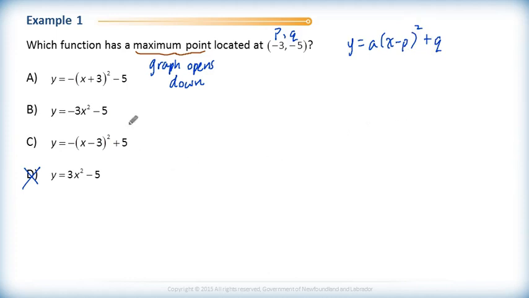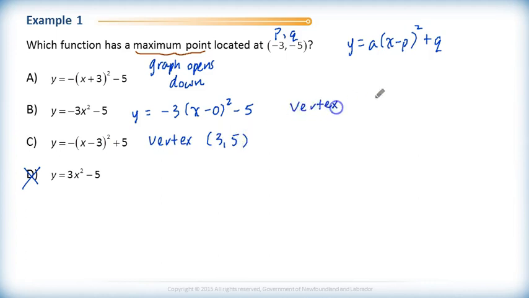B would have vertex at (0, -5). If we think about it like this, there's been no translation horizontally of the vertex from (0, 0). And C has the p value and the q value at (3, 5). So options B and C have the wrong vertex. Option A is the correct one. It has vertex at (-3, -5), and it opens down.